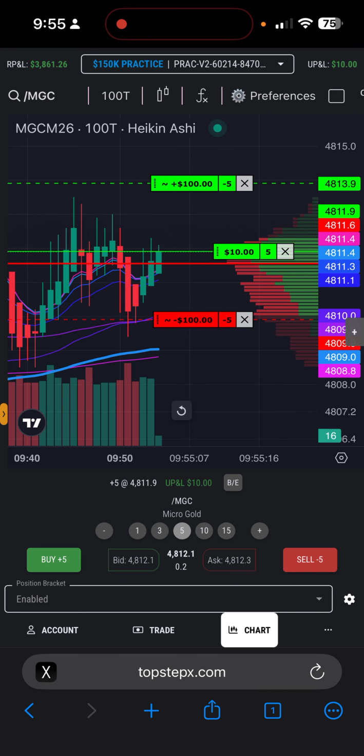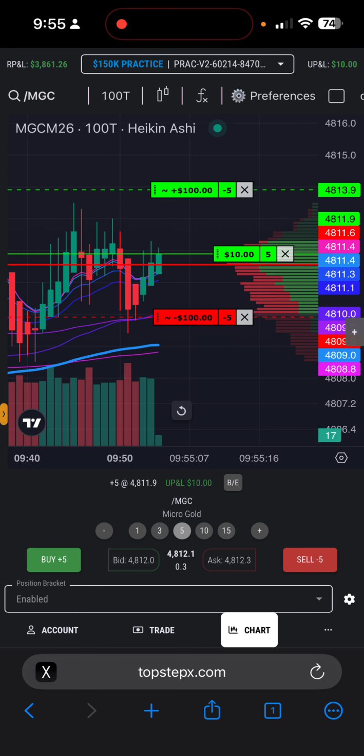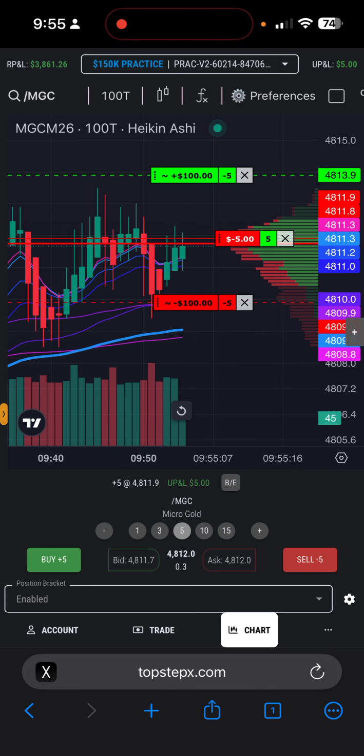Let's experiment. Let's see if this trade plays out. 1-to-1 risk to reward. If we lose this, we just go short. That's the mentality behind this scalp right here.